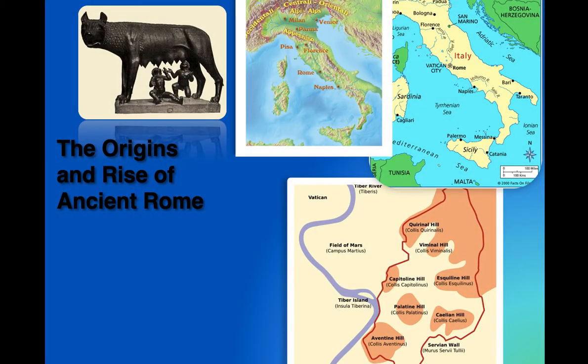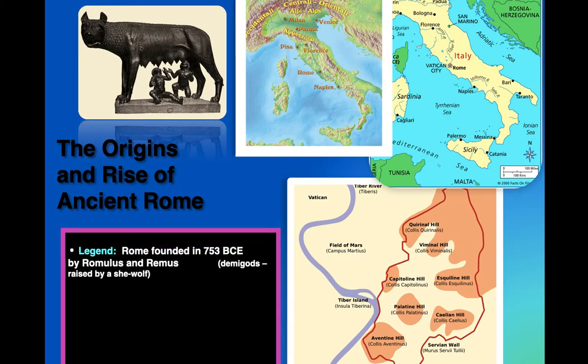Okay, the origins and rise of ancient Rome. How did it start? Well, the legend is Rome was founded in 753 BCE, before a common era, is what BCE stands for, by Romulus and Remus. They were brothers, and they were raised by a she-wolf, which you can see in the upper left-hand corner. They're getting milk from a she-wolf. Now, this is a legend.